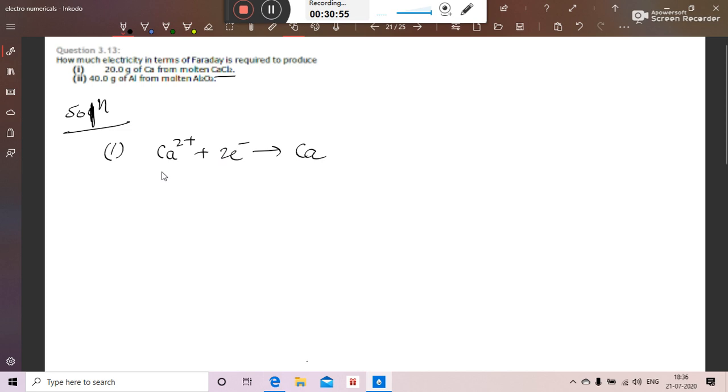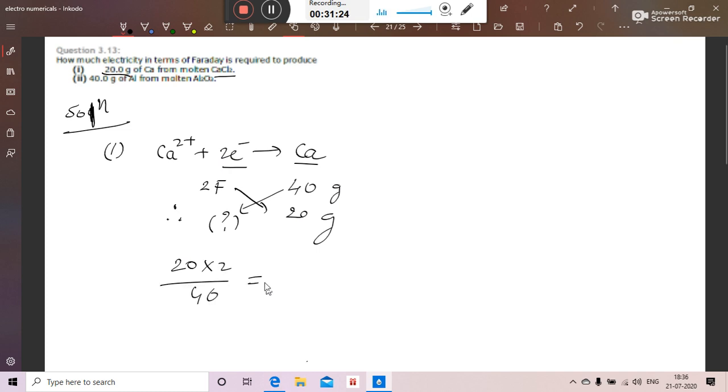Now here we will see that the atomic mass of calcium is 40. So molar mass is also 40. So 1 mole calcium means 40 gram calcium. So 40 gram calcium requires 2 Faraday electricity. Now here we have to produce 20 gram calcium. So 20 gram calcium requires how much electricity to get produced? So it will be 20 into 2 upon 40. So that will be equal to 1 Faraday. So this is our answer.